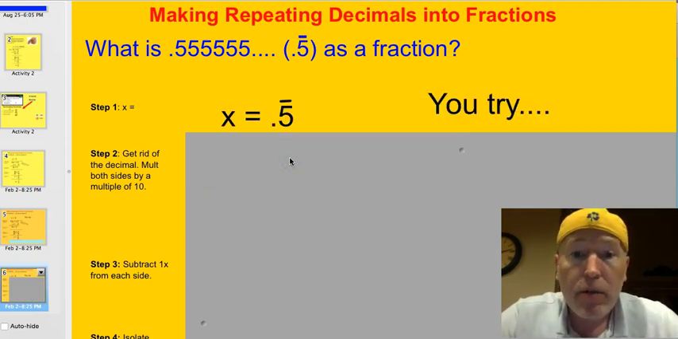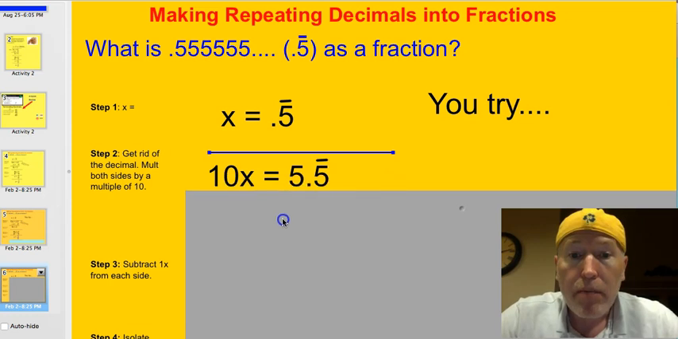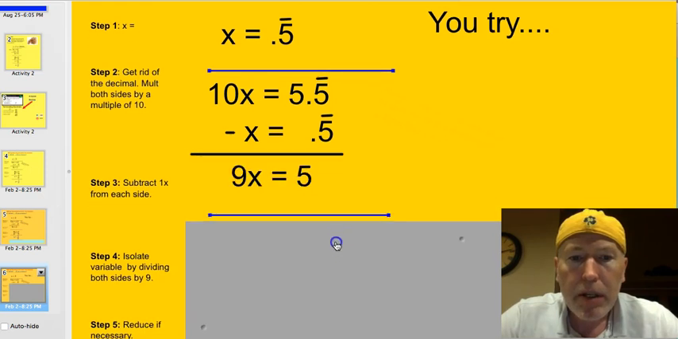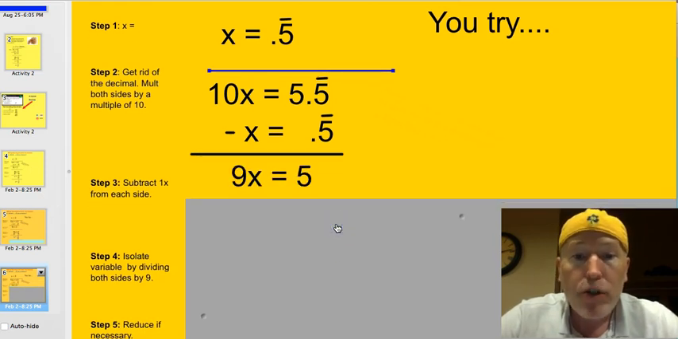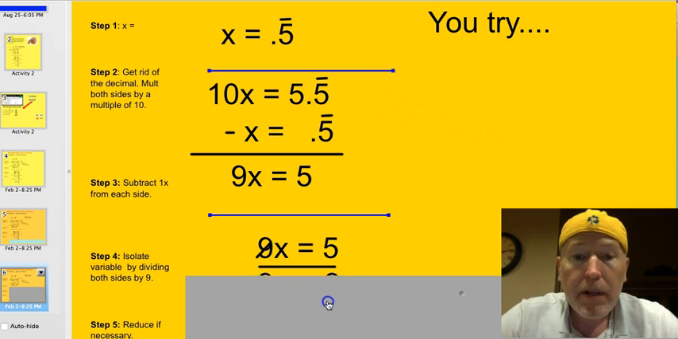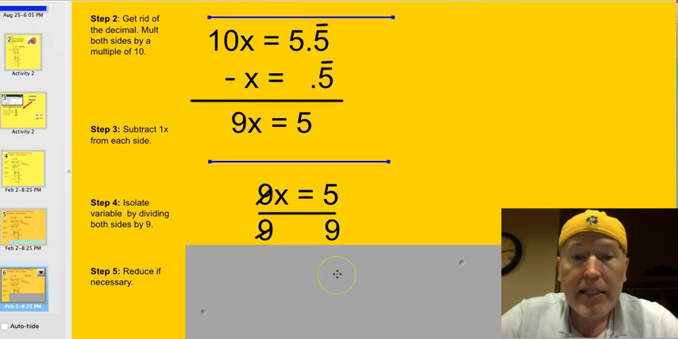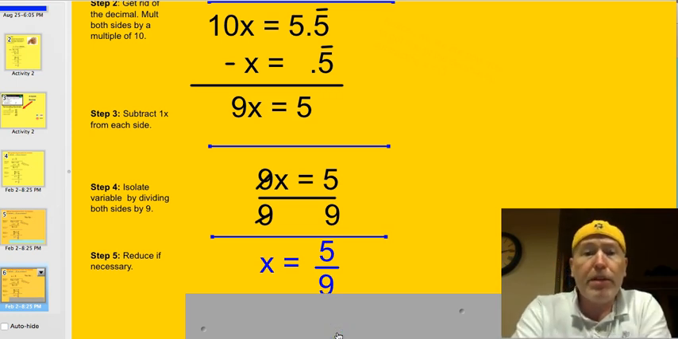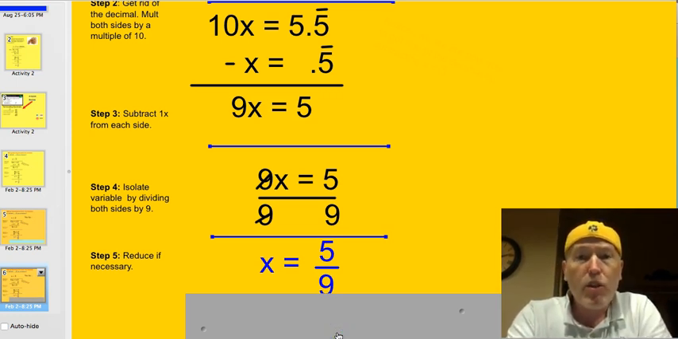Did you set x equal to 0.5 repeating? Then multiply both sides by 10, so you had 10x equals 5.5 repeating? If you did, you're doing great. Subtract 1x. That'll get this 5 here all by itself and get rid of all those repeating decimals. So you got 9x is equal to 5. There's your one-step equation. Divide by 9 to isolate that x. X is equal to 5/9, and you can't reduce any further. That's it right there. Sweet.